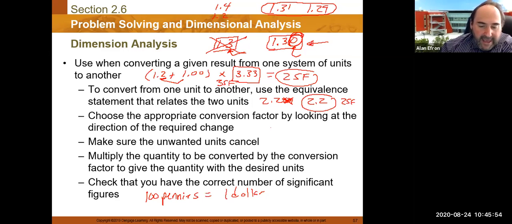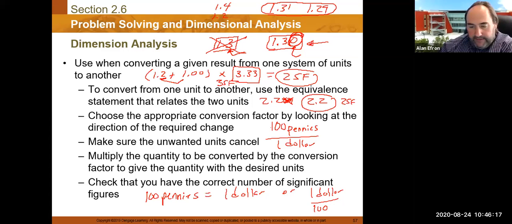And from any equality that we have, we can write two conversion factors. Conversion factors are really just fractions, right? We could say 100 pennies over $1 as one conversion factor, or we could say $1 on top over 100 pennies, right?